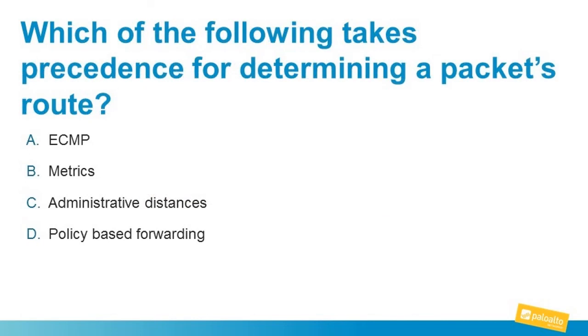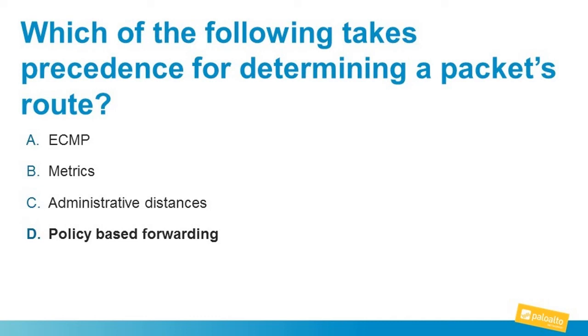Next question. Which of the following takes precedence for determining a packet's route? The answer is D, policy-based forwarding. So the way this works is that equal cost multipath, yeah, that's nice. It does assist with identifying a route, the best path to take, that type of thing, as do metrics and administrative distances. But all of these are related to your virtual router, the VR, that's being used to process the traffic.